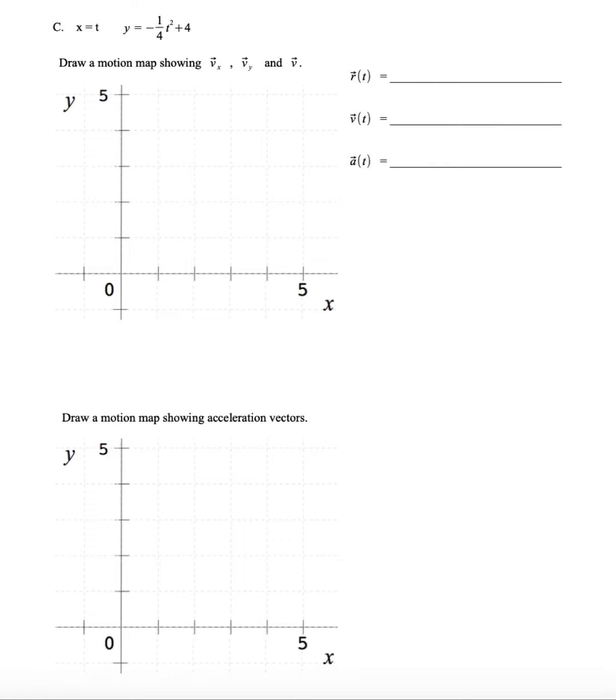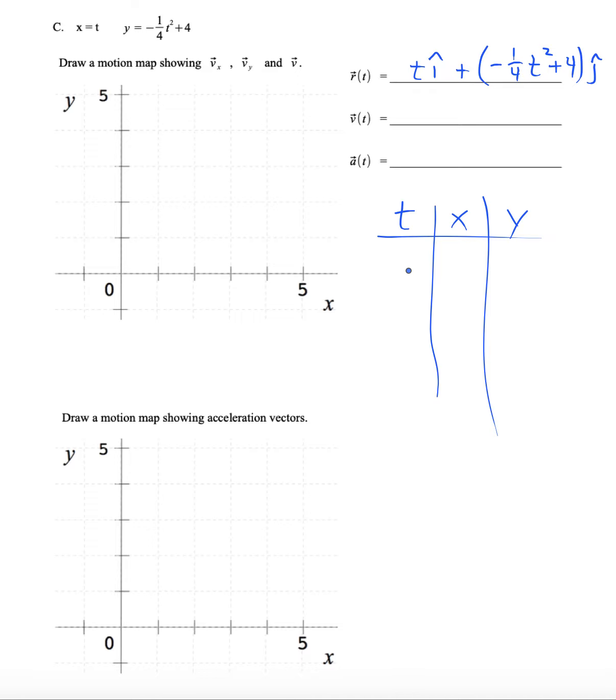This next one's a little bit more complicated. We've got a t squared involved. So let's see if this gives us more interesting derivatives. We'll have t i plus negative 1/4 t squared plus 4 times j. That's our position. And we'll go ahead and make a table. I'll try a t of 0, 1, 2, 3, and 4.